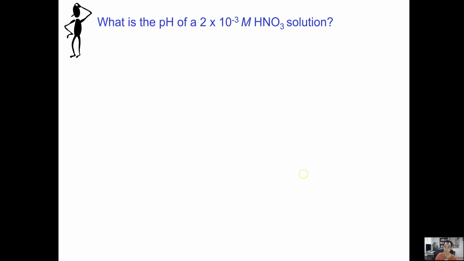Alright, so let's do a couple problem sets here. The first one is going to be: what is the pH of a 2 × 10 to the -3 molar solution of that? So very simple, straightforward equation. We're going to start using some of these pH formulas.